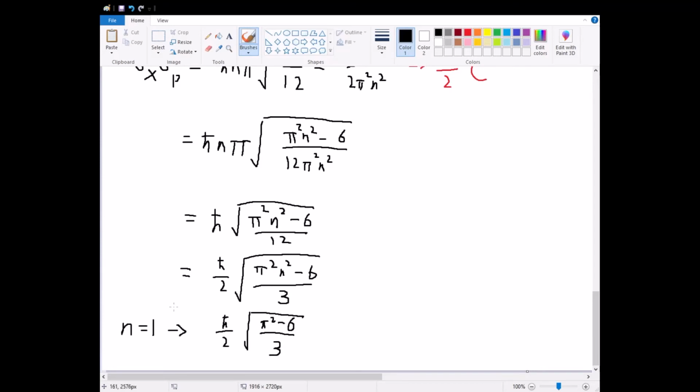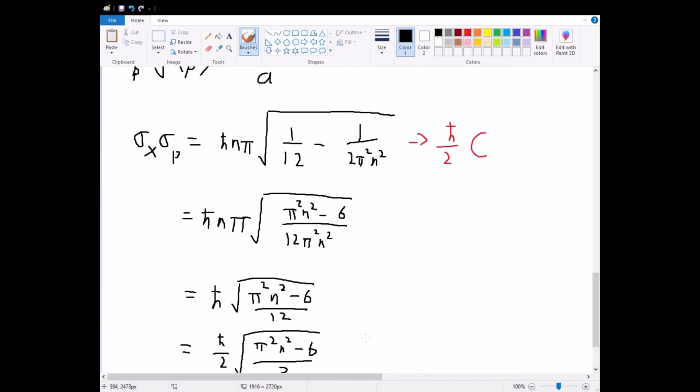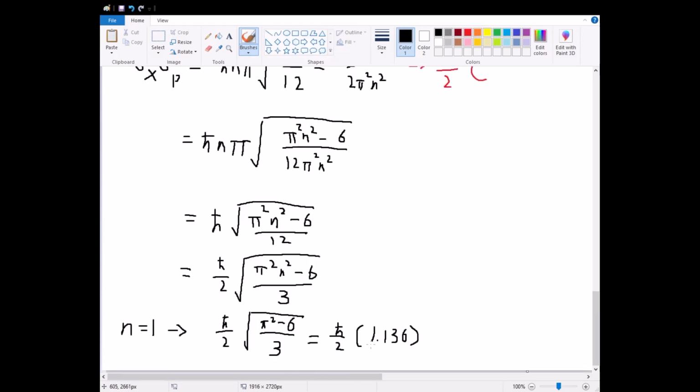And if we shove this into a calculator, this is going to give us h bar over 2 times 1.136. This is greater than 1, therefore this value is greater than the minimum value of h bar over 2. So as a result of that, we can say that this system does indeed satisfy the uncertainty principle, because the minimum value of the product of the standard deviation in x times the standard deviation in p is greater than h bar over 2. The minimum value is h bar over 2 multiplied by 1.136.